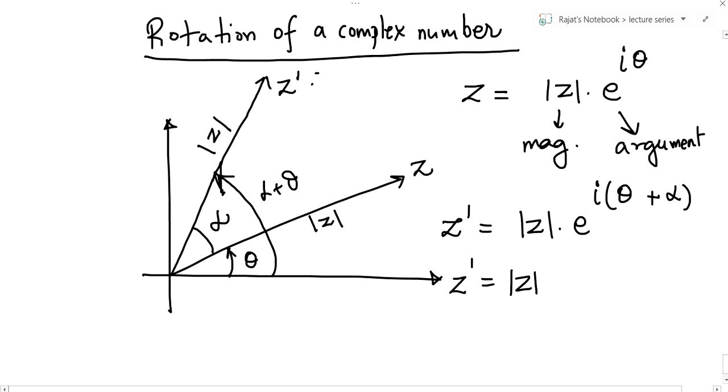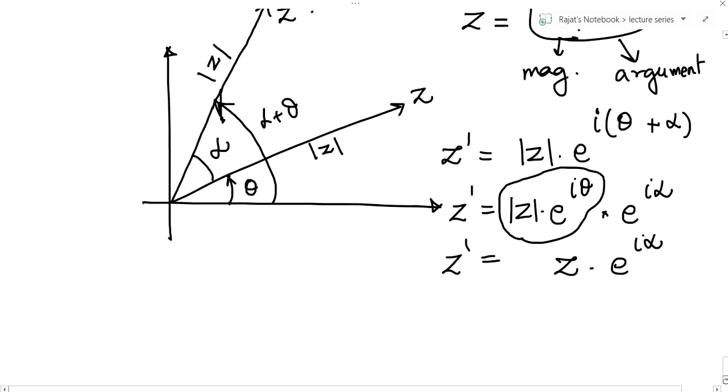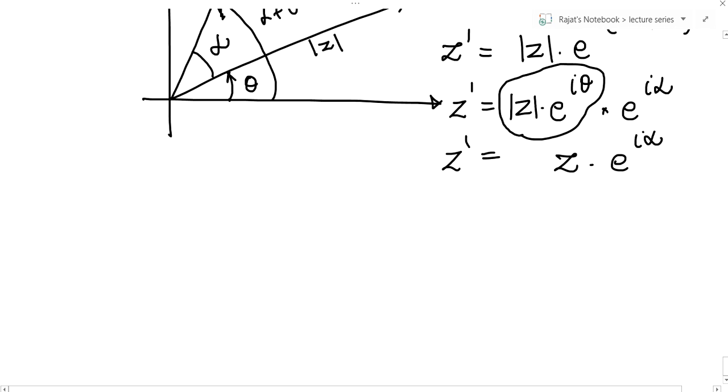Let me break it down. e to the power i theta into e to the power i alpha. What is this, mod z e to the power i theta? This is nothing but z. So I can write z dash is nothing but z into e to the power i alpha. And this is the important result. So basically, if you have a complex number z and you want to transform it into a complex number z dash, then all you need to do is multiply the original complex number with e to the power i alpha.